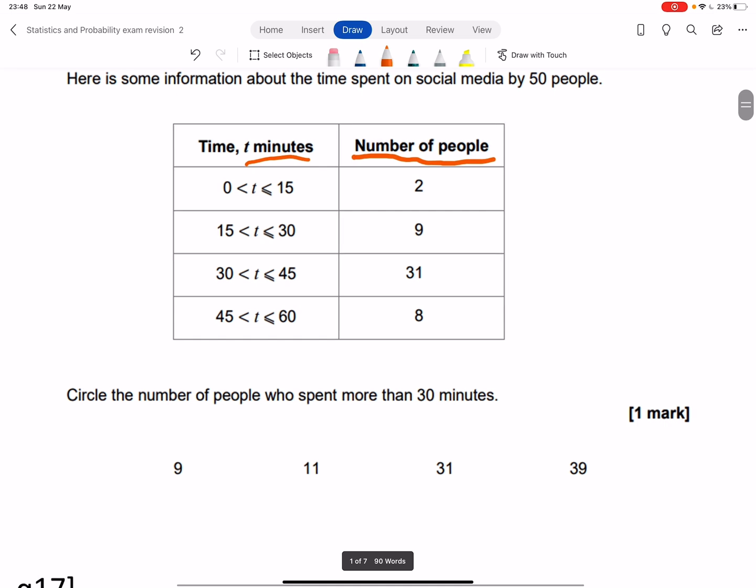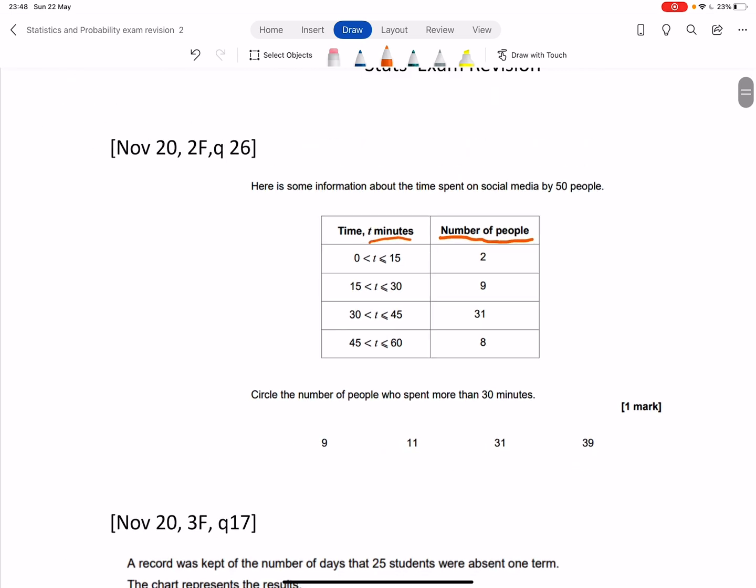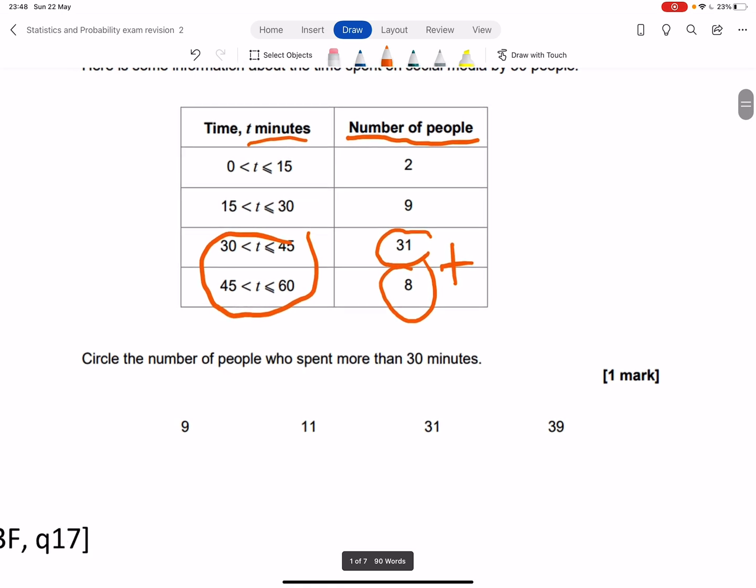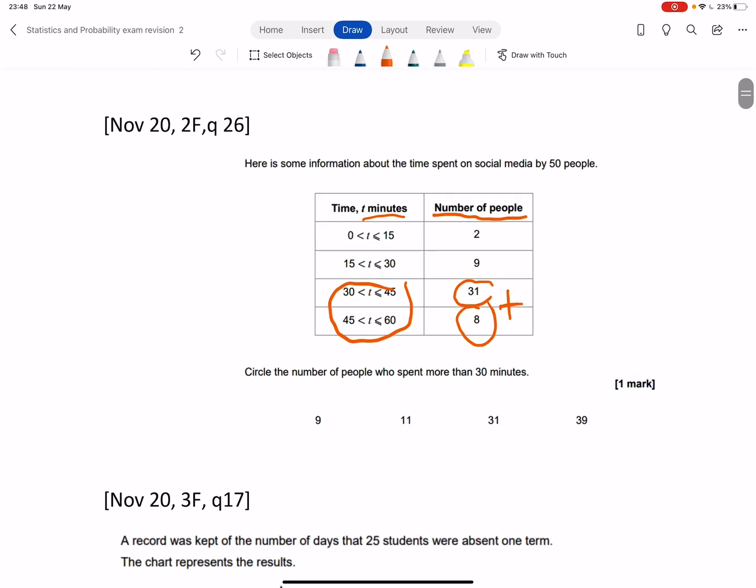So that means the information in the last two interval classes, these ones, and the number of people there will be 31 in one and 8 in the other one. So you need to add up these two values. So the correct answer will be 39 people. So circle 39.